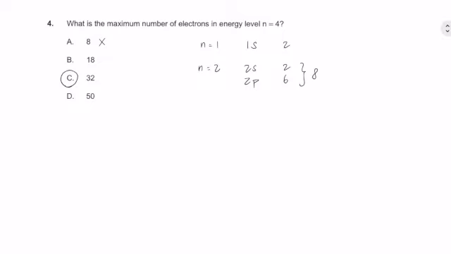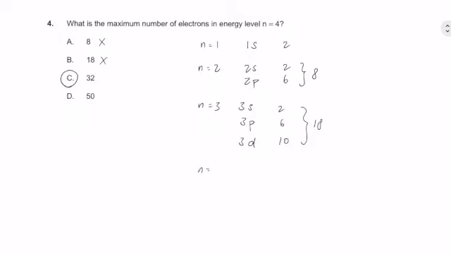Now for energy level 3, similarly, you have 3s, 3p, and 3d, which is 2, 6, and 10, and that is 18. And that means that it can't be B either. Now, these are all that you're expected to know for the IB.